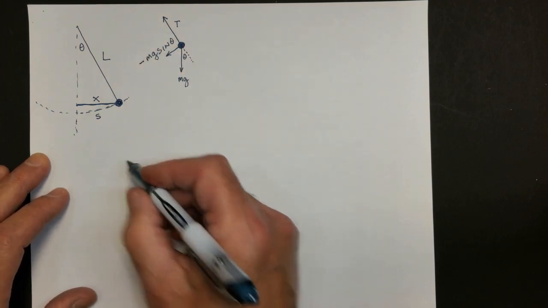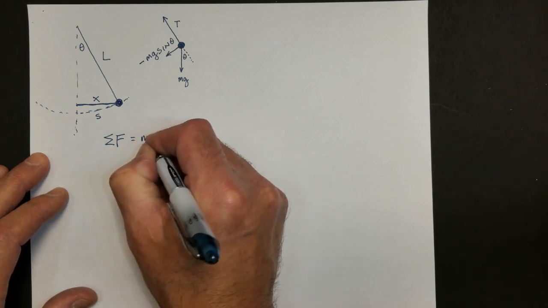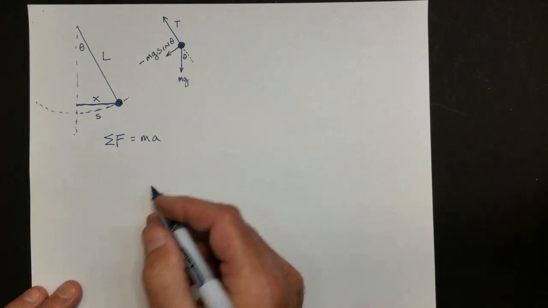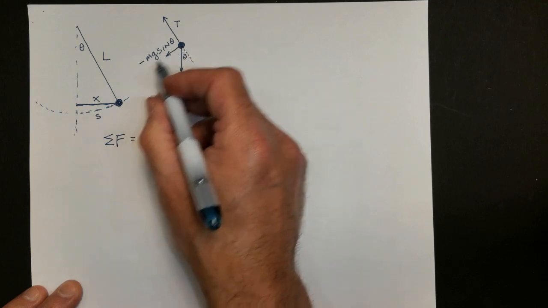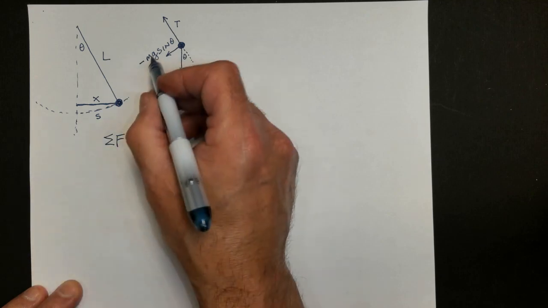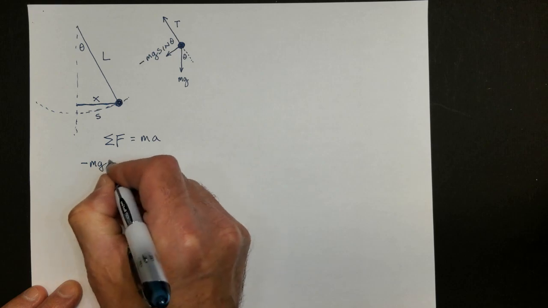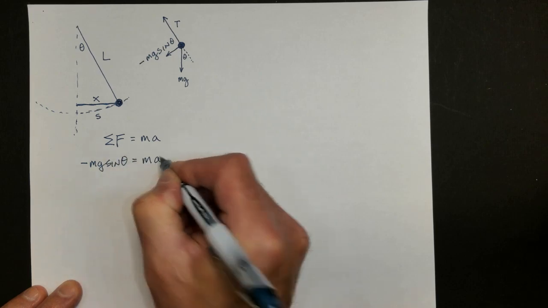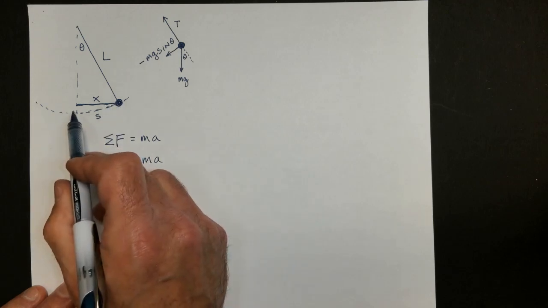Well, where we often go is that the sum of the forces equals the mass times the acceleration. Now, if we look carefully, the only force that acts on this pendulum bob to cause motion in the direction that the pendulum can move, meaning back to its equilibrium spot, is the mg sine theta force. So I'm going to put in here negative mg sine theta equals ma.